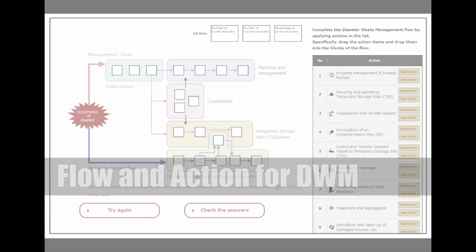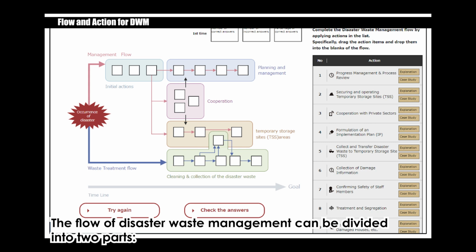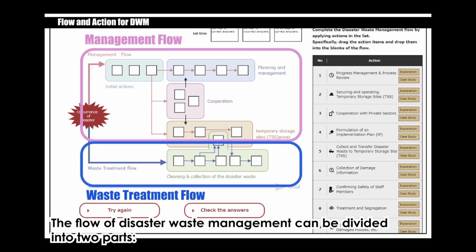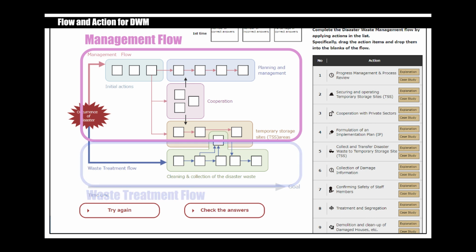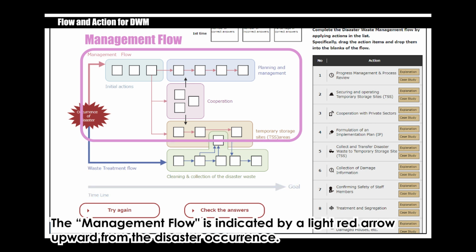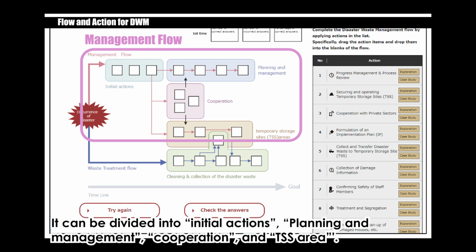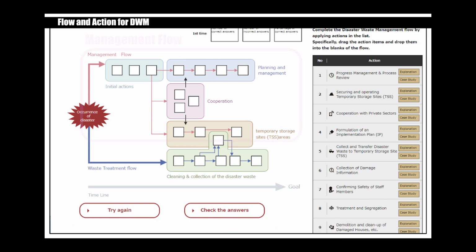Flow and action for DWM. The flow of disaster waste management can be divided into two parts, the management flow and the waste treatment flow. The management flow is indicated by a light red arrow upward from the disaster occurrence. It can be divided into initial actions, planning and management, cooperation, and TSS area.